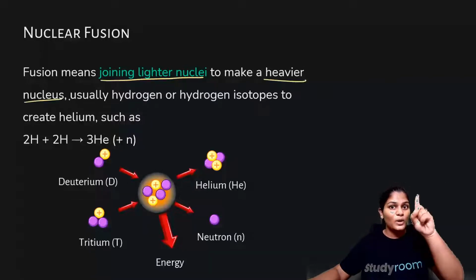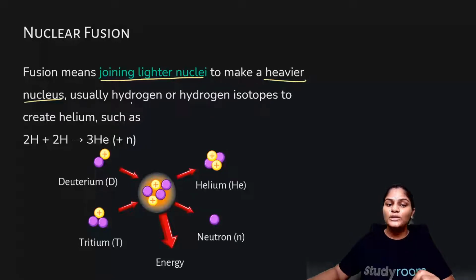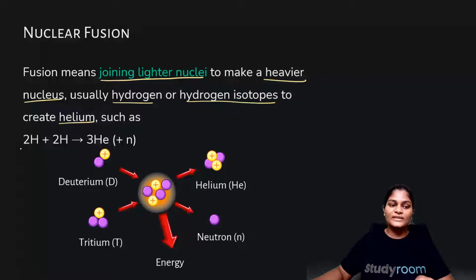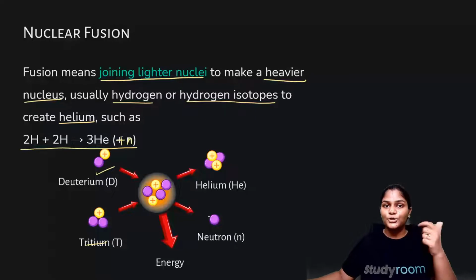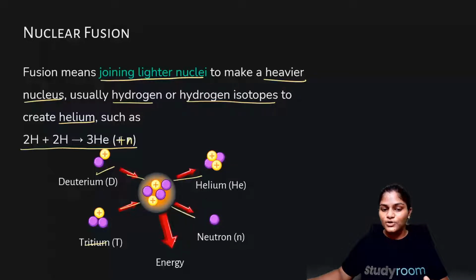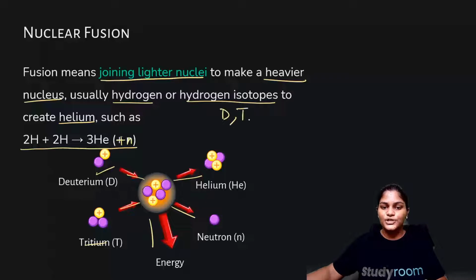Okay. Usually hydrogen or hydrogen isotopes create helium, and this is the nuclear reaction for it. Plus n means a neutron is released in this process. So you can see here deuterium, tritium. These are all isotopes of hydrogen. I'm sure you studied about it. They all combine to form helium and one neutron and energy. So deuterium and tritium, these are the reactants.